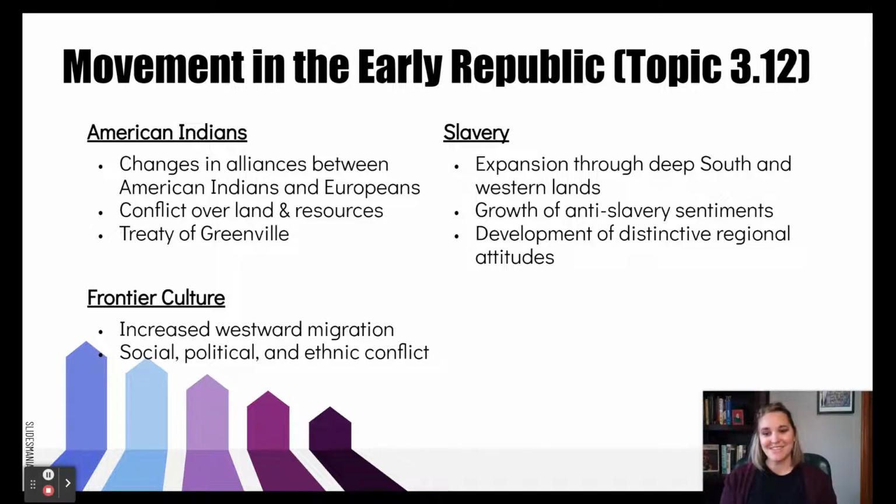Frontier culture is a really interesting concept, looking at how people who lived in this area between the Appalachian Mountains and the Mississippi River developed a unique attitude about life and often felt separate from Americans that were involved in the Revolution. For slavery, we see the growth of slavery through the Deep South, as well as increased anti-slavery sentiments in the North. And so we see those regional attitudes developing from the outset of the nation.